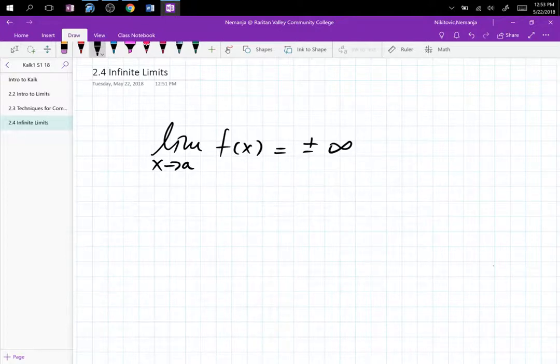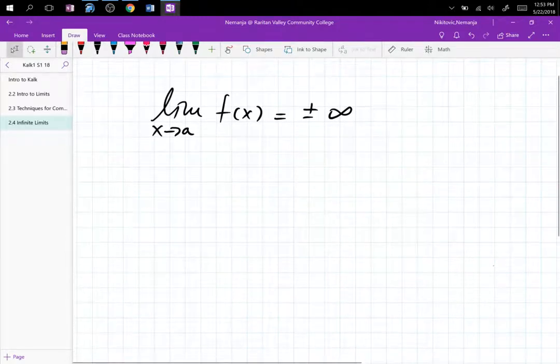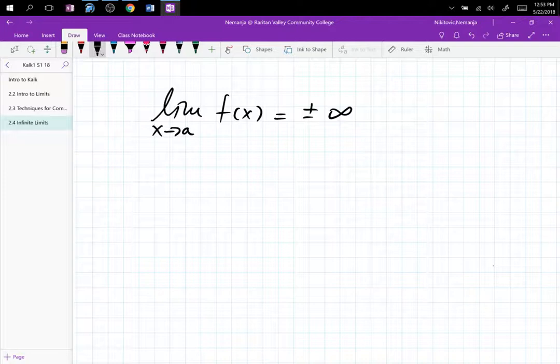Now that also includes one-sided limits. So why would we want to know this? Well, you learned the concept of a vertical asymptote in your pre-Calculus class. It's a vertical line which a function cannot cross. Now, the definition for that line is through this limit.